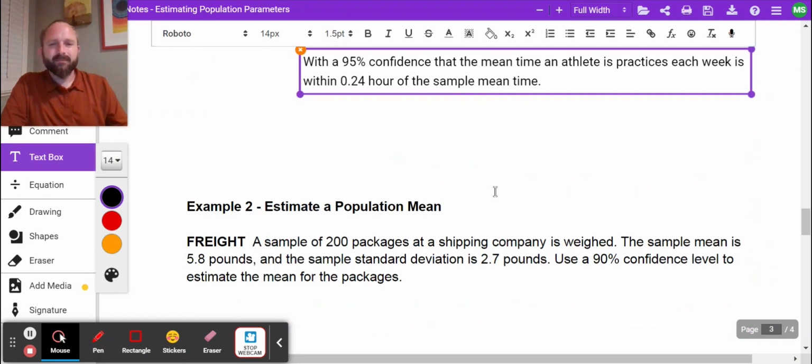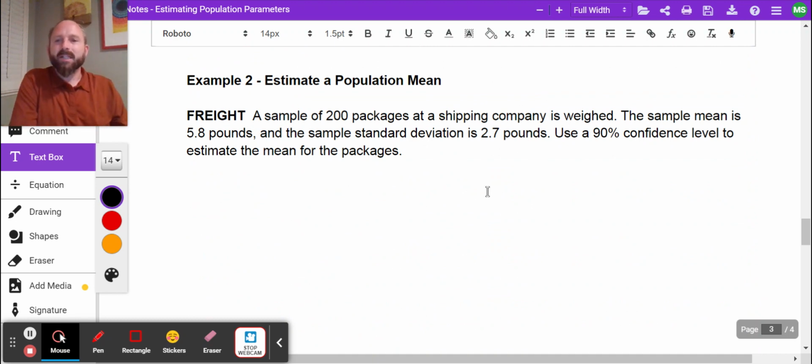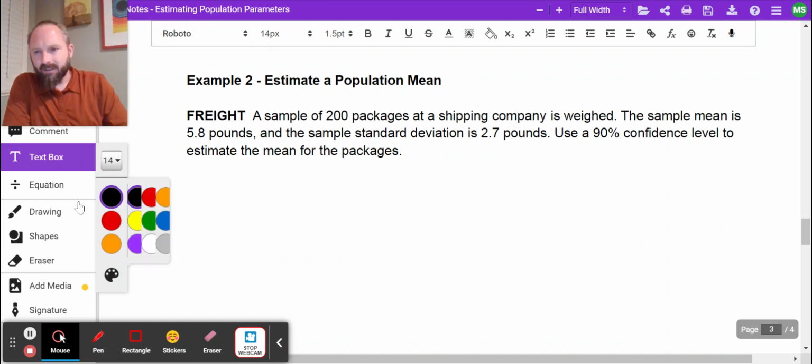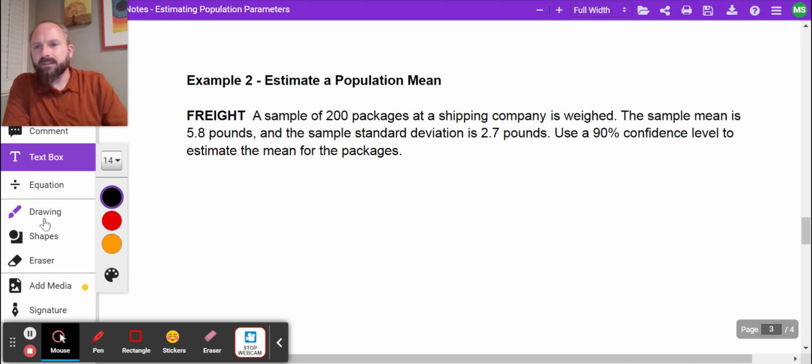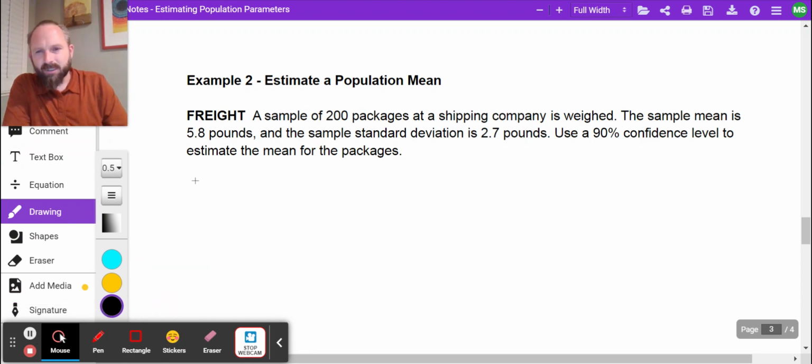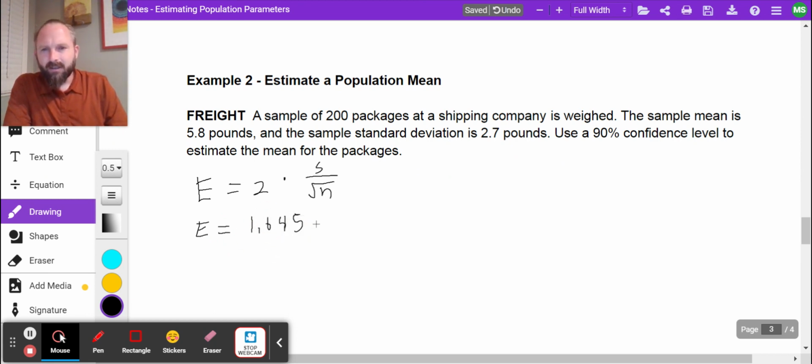Let's go on. Example 2, estimate a population mean. Once again, we need to calculate E. We want to have a 90% confidence. So we can start off with E is equal to Z times S divided by the square root of N, the number of people. At 90%, it would be 1.645, and we're going to multiply it by the standard deviation, which was 2.7, and divide that by the square root of 200, our sample size.